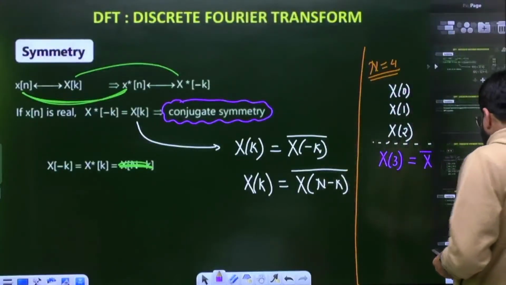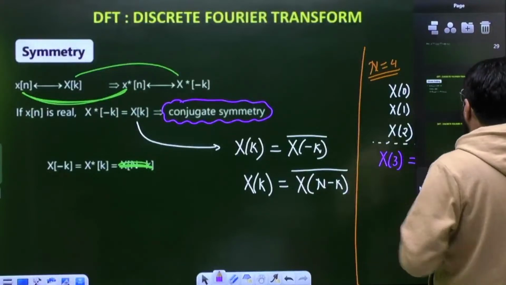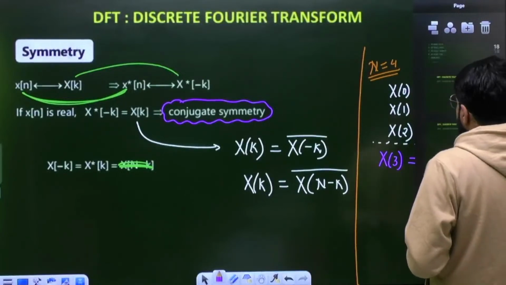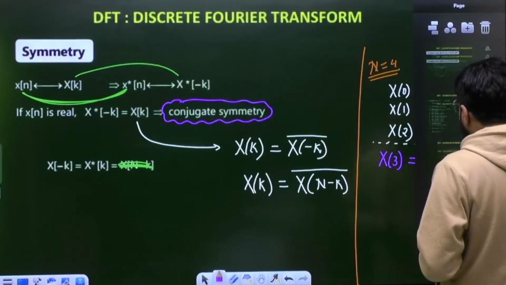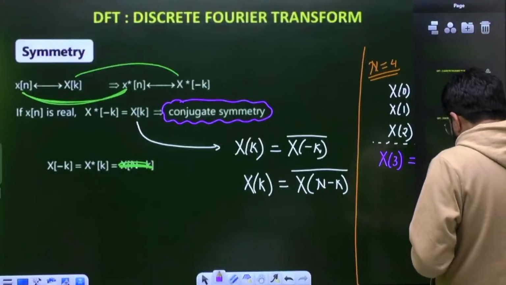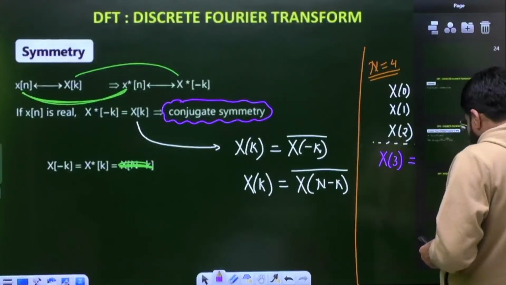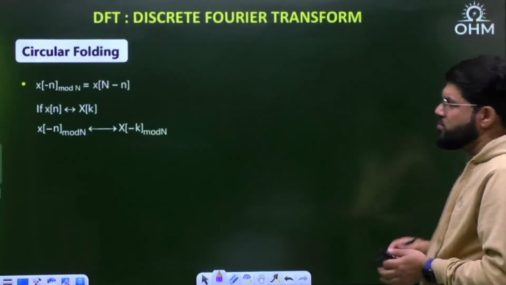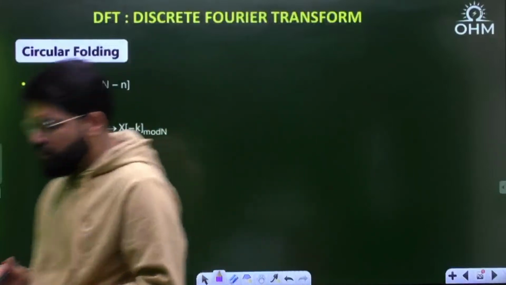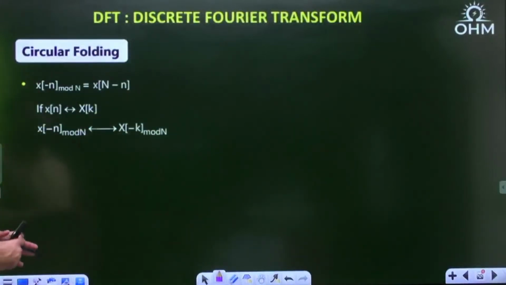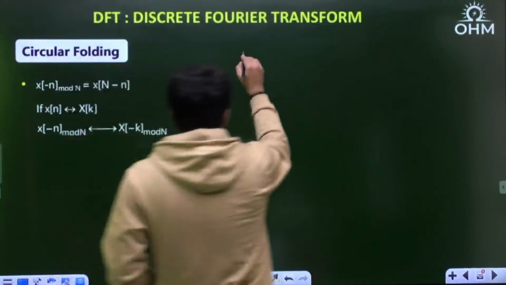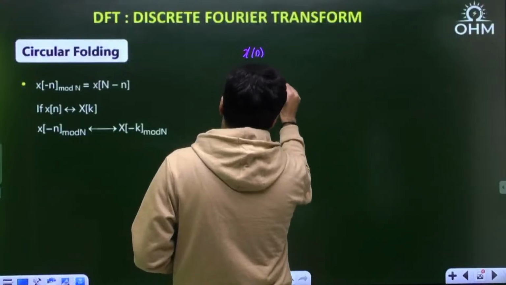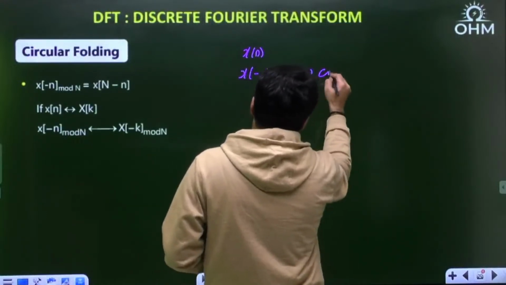This is about symmetry. Like I just explained, the symmetry line. Now, circular folding also, then we will go to the questions. Let me explain the circular folding property also. If xn is any signal, x of minus n mod N is the representation of the circular folding.